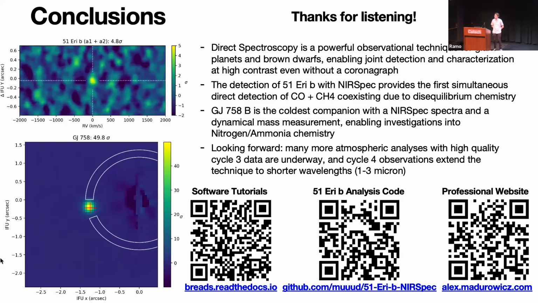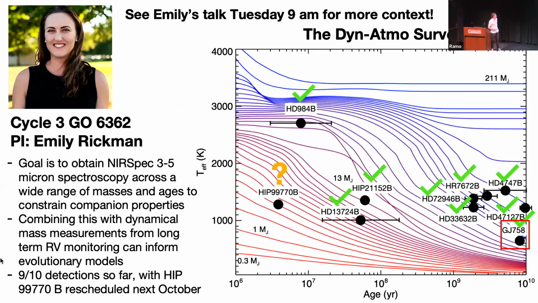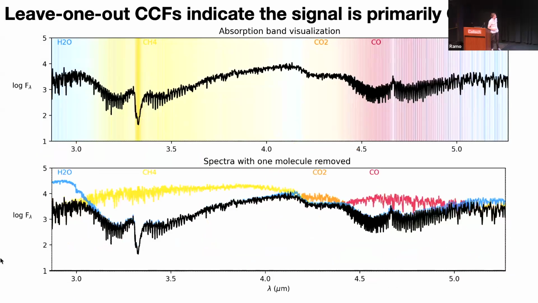I just had a quick question, as someone who's very far from the field, about the comparison of the effect of the different leave-one-out models on the cross-correlation function. I was wondering if that accounts for certain molecules just having more spectral features, so there'd be more of an effect on the cross-correlation from leaving that one out versus others. You're asking about this plot? Yeah.